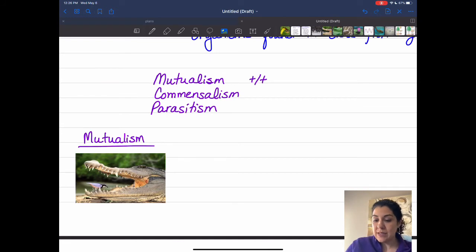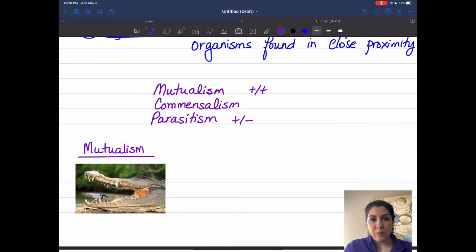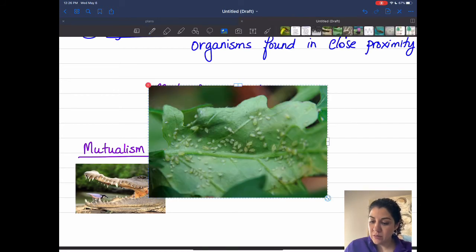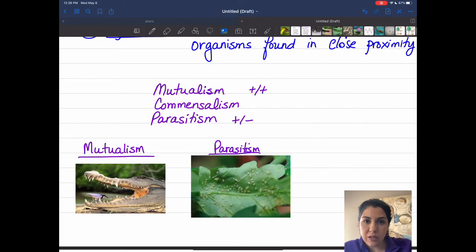Parasitic relationship is easy as well because parasitism is a plus-minus relationship. One benefits and one suffers. So when I think of parasitism, an easy one is aphids on a leaf. These organisms are feeding on the xylem and phloem of these leaves, and they're going to kill the plant. The plant gets nothing out of this relationship. If anything, it suffers.